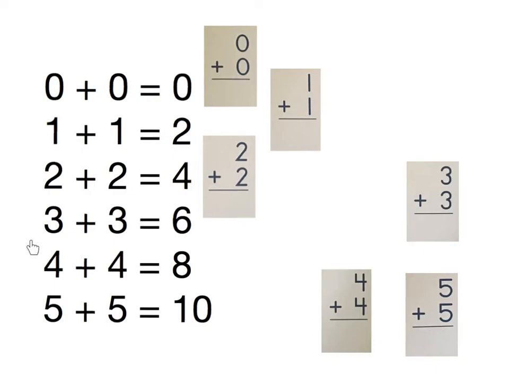Let's look at the next one. This says 3 plus 3 equals 6. That's the horizontal way to write it. Can you find the vertical match? If you said this guy, nice job.